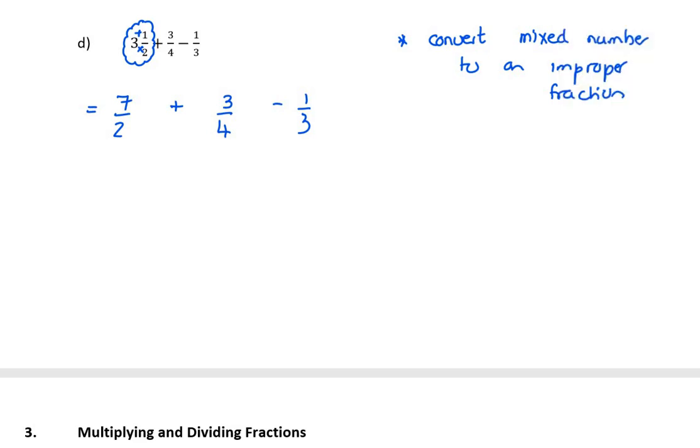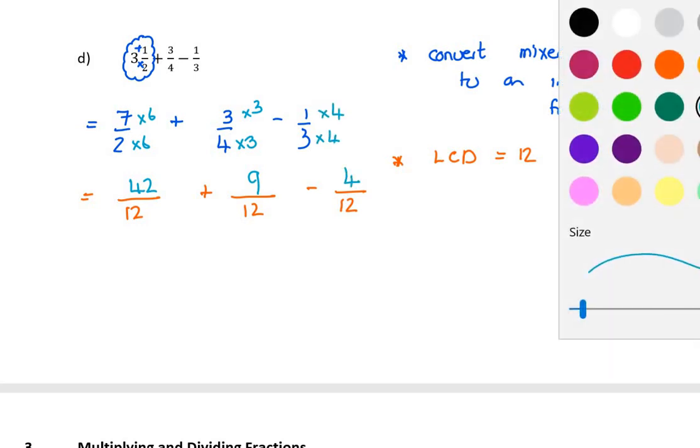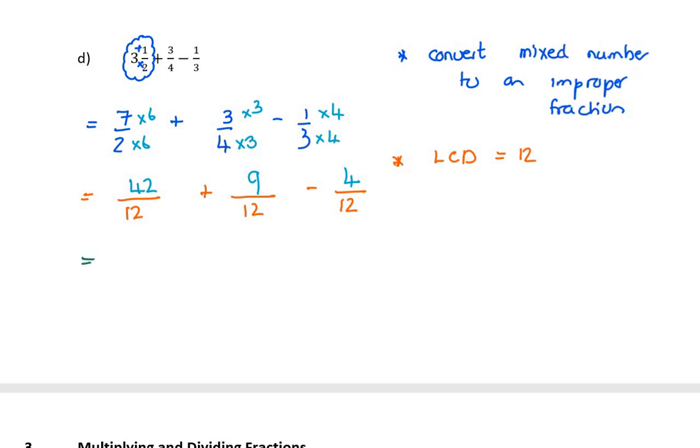So now I can convert everything to a fraction with an LCD, and the lowest common denominator of 2, 4, and 3, as far as I know, is 12. So I need to convert every fraction to a fraction over 12. So what do you have to multiply 2 by to get 12? That's 6. So you multiply the top by 6. So that's 42. Multiply 4 by 3. So that's 9. And multiply 3 by 4. So that's minus 4. So convert to my LCD, and now I can just add my tops. Now you can use your calculator here, but 42 plus 9 is 51, and 51 minus 4 is 47.